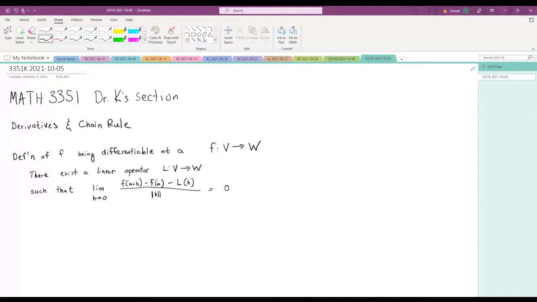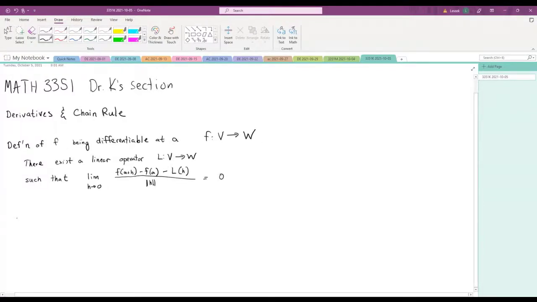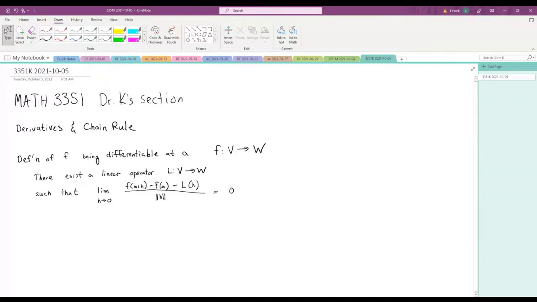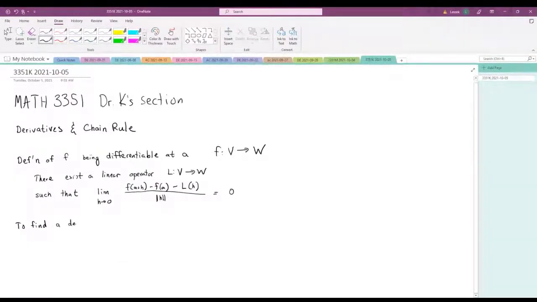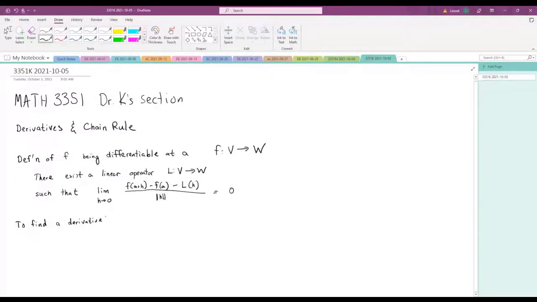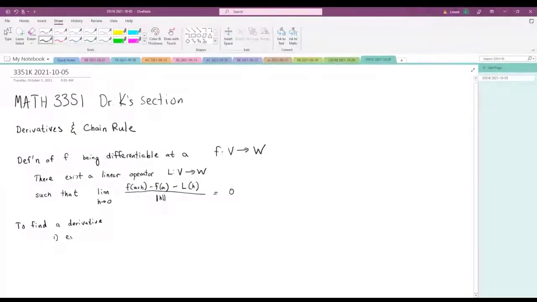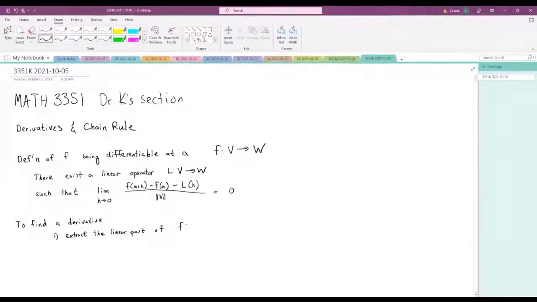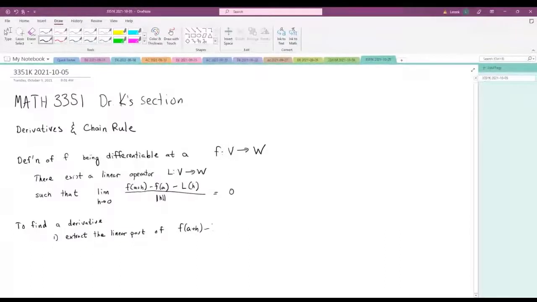So if you wanted to find the derivative of some function, you could try to extract the linear part. This is one way to approach some problems, to find a derivative of a function, and actually show that the function is differentiable. We can try to maybe extract the linear part of f at a plus h minus f at a.